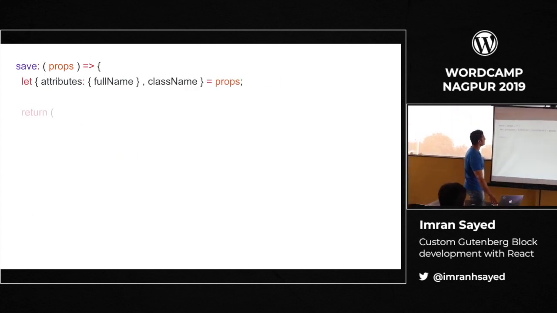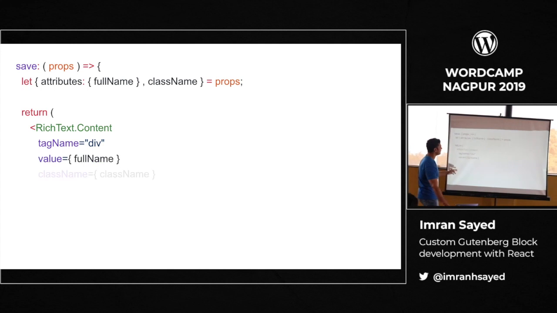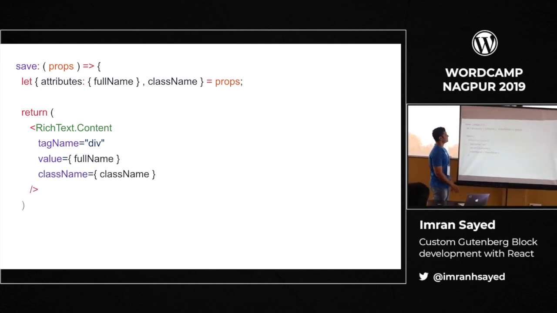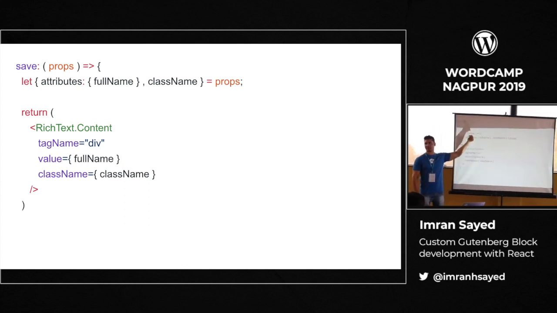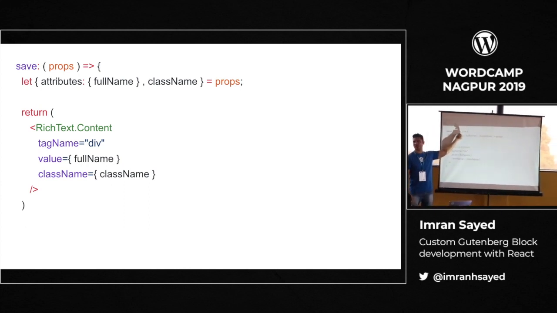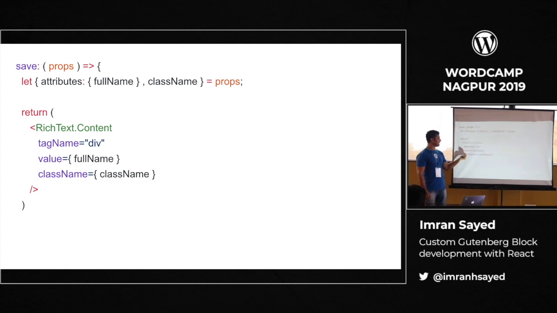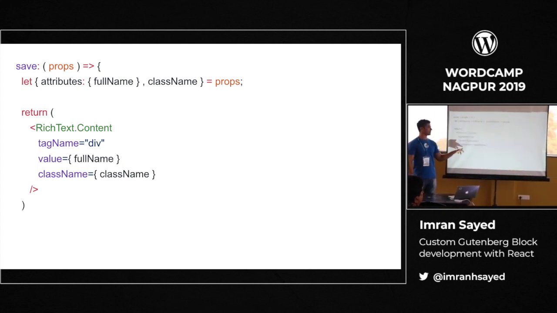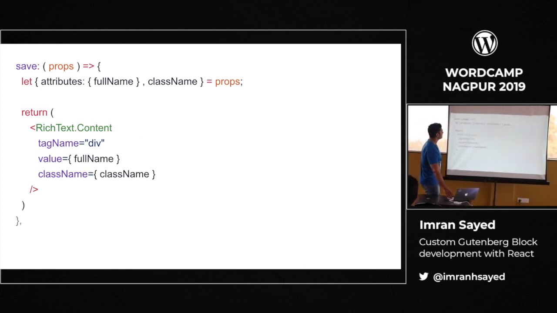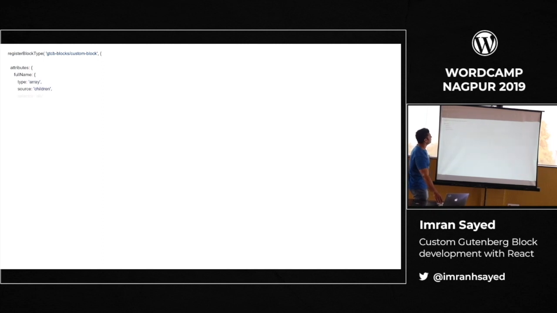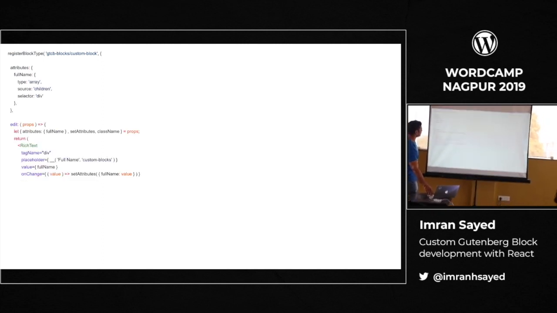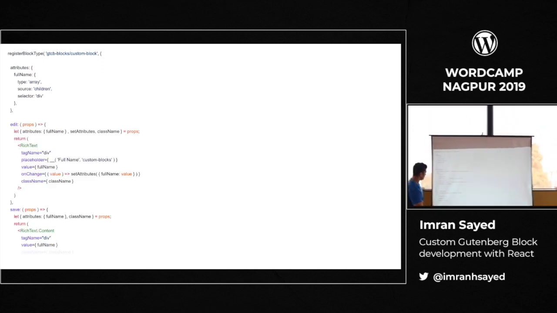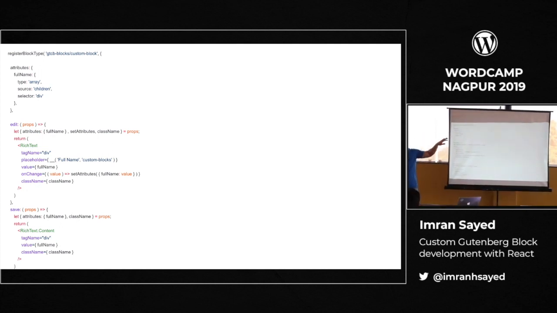Now inside of save, we just have to return this element, because the value of fullName will be available inside of save, inside of the props object. So we can use that element here, and then we can just return that element using wp.element.createElement. And this is the data that will be stored into the database. If we put everything together, this is how it looks. But let me simplify this code.